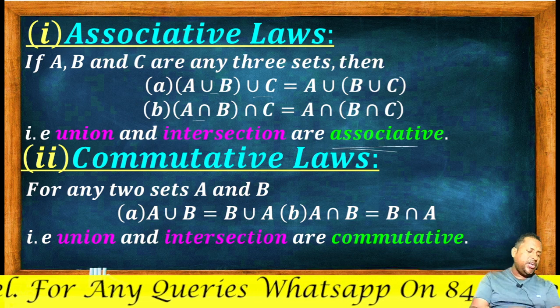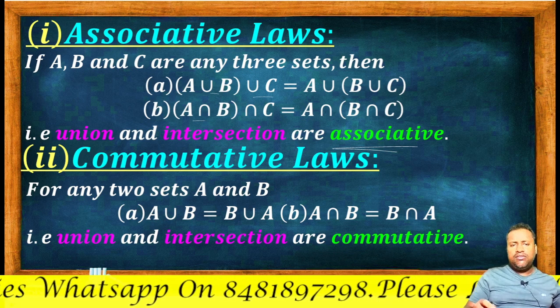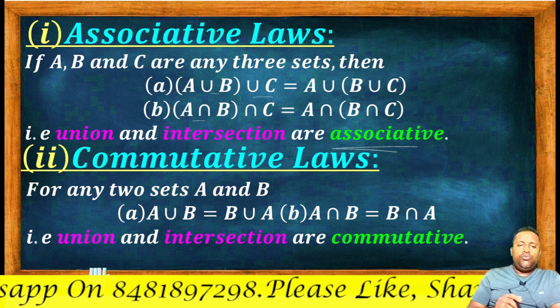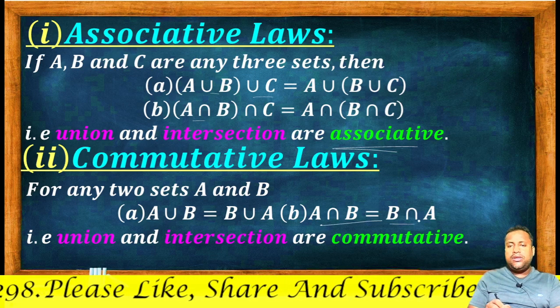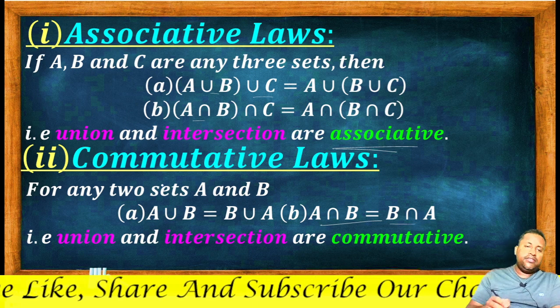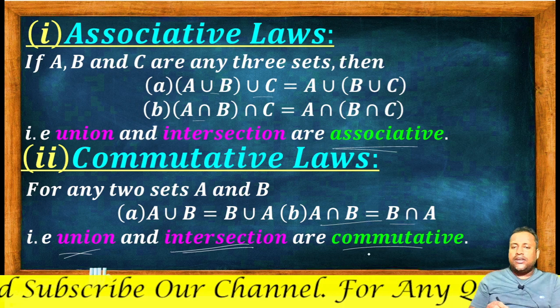Similarly, commutative laws. What is commutative laws? For any two sets A and B, A union B equals B union A, and similarly A intersection B equals B intersection A. That means both union and intersection are commutative.